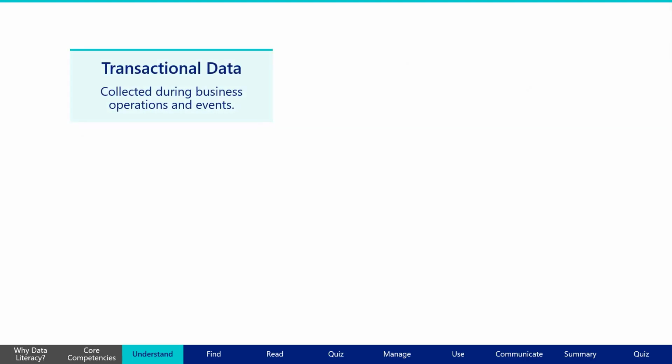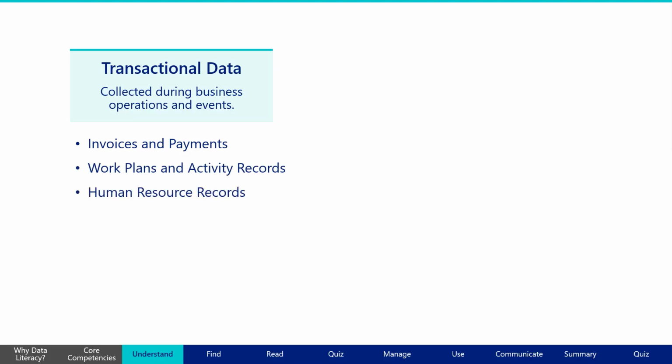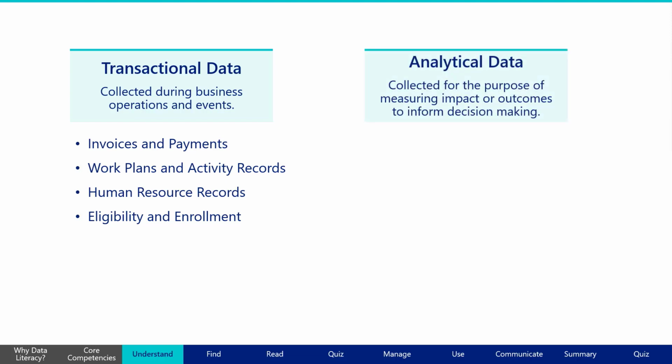Transactional data is collected in the course of business operations and comes from systems designed to process events, such as invoices and payments, work plans and activity records, human resources records, eligibility determination and enrollment, or other mission-critical processes. Data from these sources can be structured or unstructured. Analytical data is collected for the purpose of measuring impact or outcomes to inform decision-making. Information collected from surveys and questionnaires and focus groups are examples of analytic data.